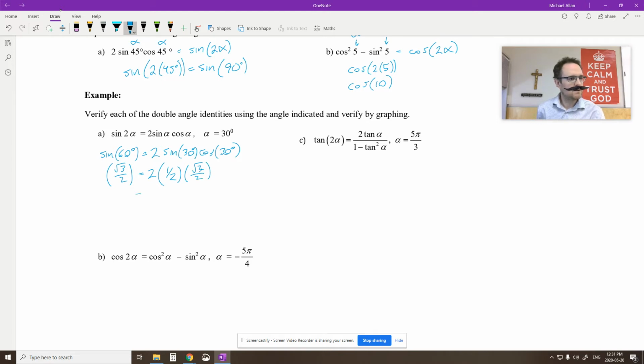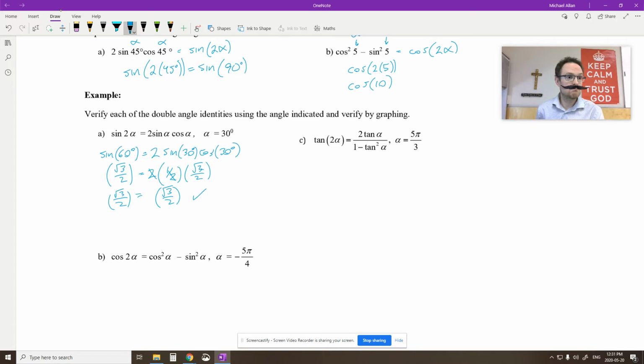Okay, so we're going to simplify down the left hand, or so the right hand side here. So half times 2 is 1. This just ends up being root 3 over 2. This is root 3 over 2. So that verifies that one's true.